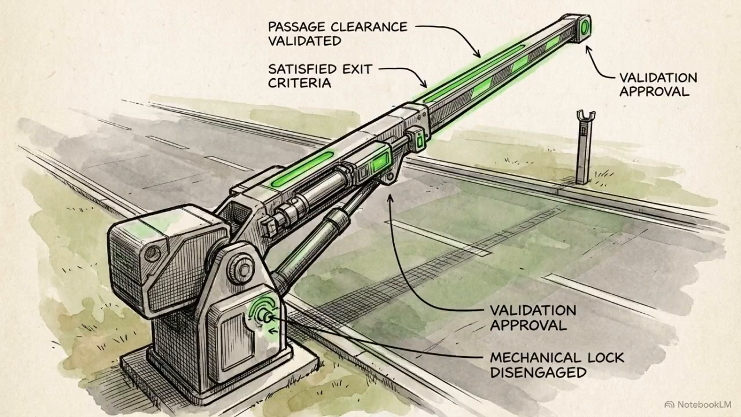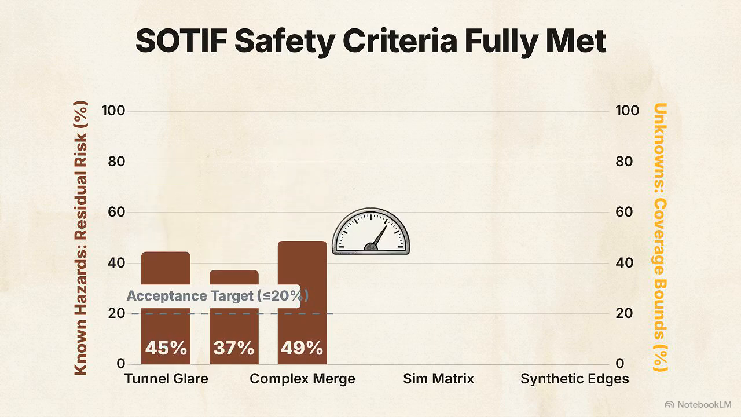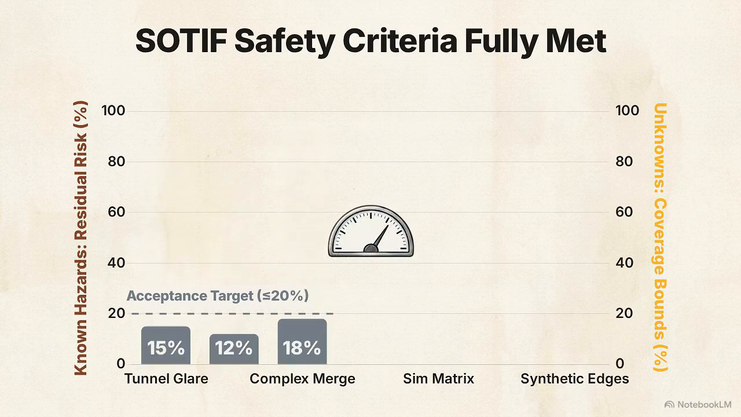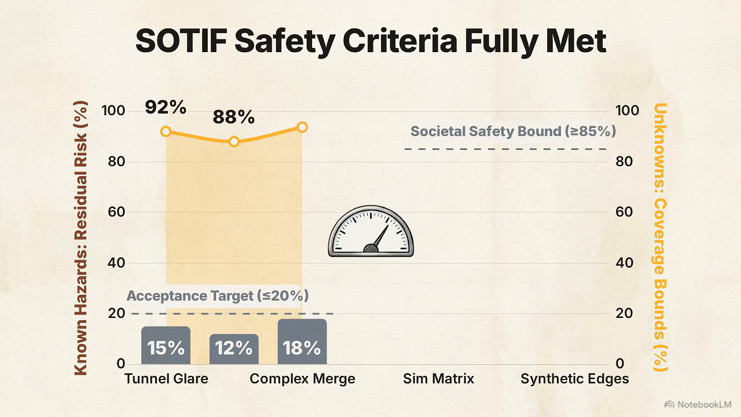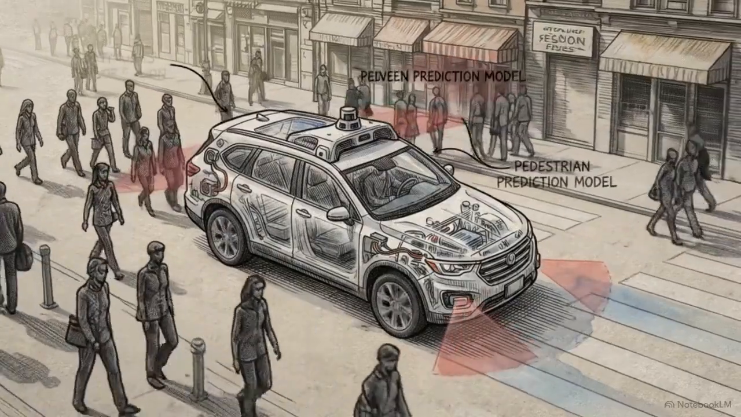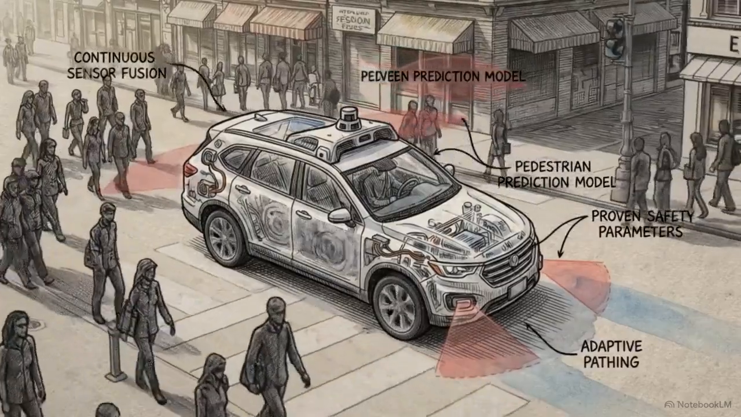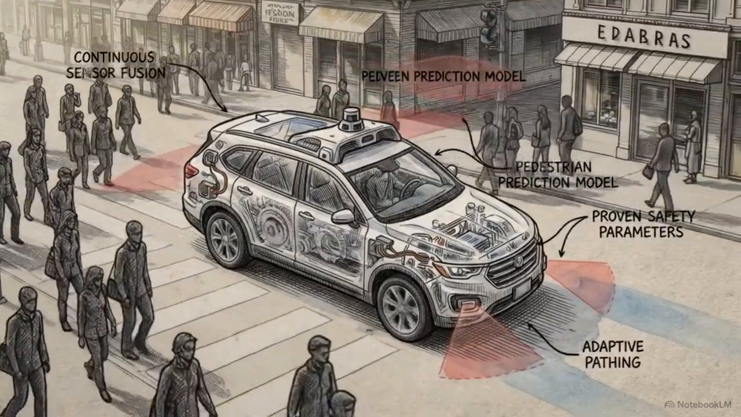This loop only ends when 2 exit criteria are met. First, every known hazardous scenario must be mathematically reduced to an acceptable probability level. Second, engineers must probabilistically bound the unknown scenarios. Validation testing must prove that the chance of encountering an unpredicted fatal edge case is lower than the societal safety target. SOTIF engineering is a process of continuous refinement. It stops only when the mathematics prove the system is safe enough for public roads.